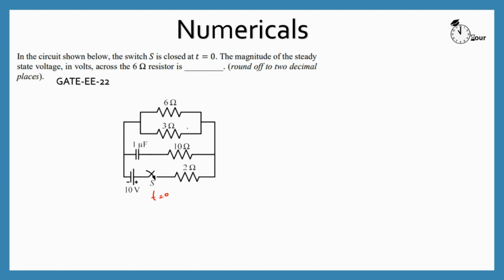If we observe this circuit, we can see that the 6 ohms and the 3 ohms are in parallel with each other, and this entire branch is in parallel with the other two branches, the branch with the capacitor and the resistor, as well as the branch with the voltage source and the resistor. Having said that, let's simplify this circuit.